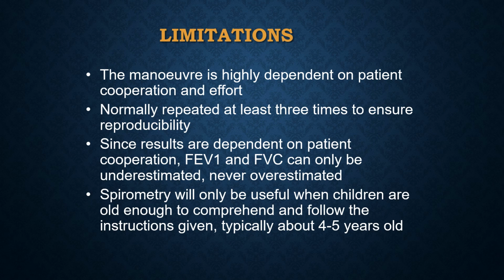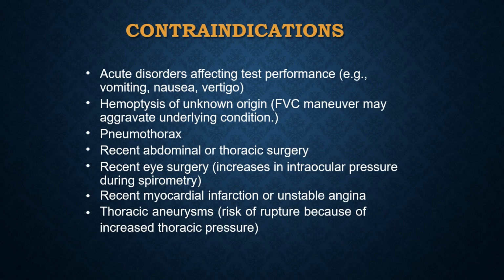And coming to the limitations of spirometry, this maneuver is highly dependent on patient cooperation and effort, and is normally repeated at least 3 times to ensure reproducibility. Since the results are dependent on patient cooperation, FEV1 and FVC can only be underestimated, never overestimated. It will be useful only when children are old enough to comprehend and follow the instructions given, typically about 4 to 5 years old.